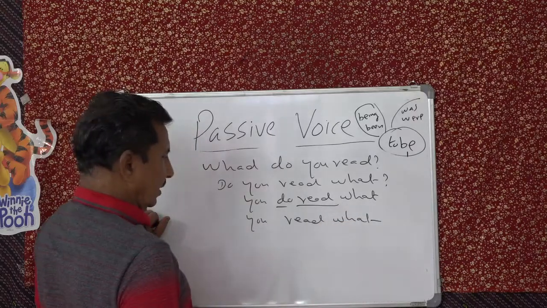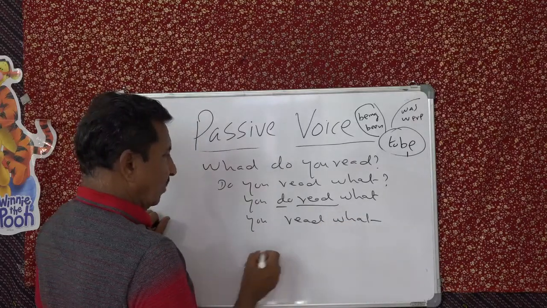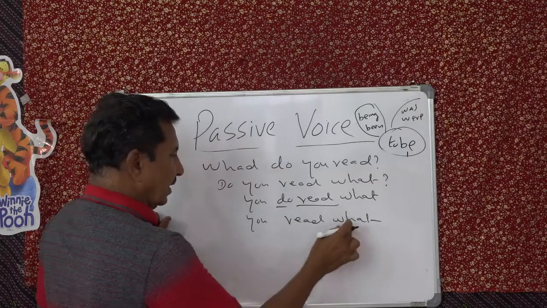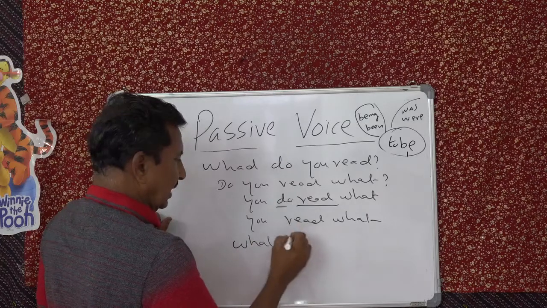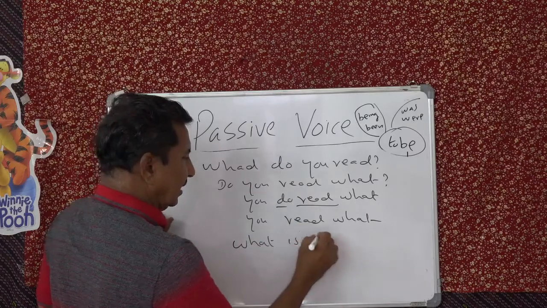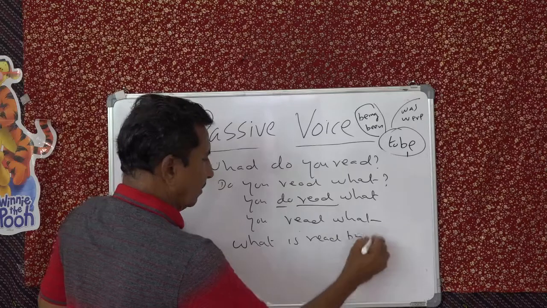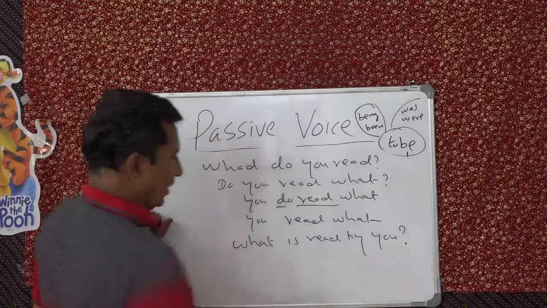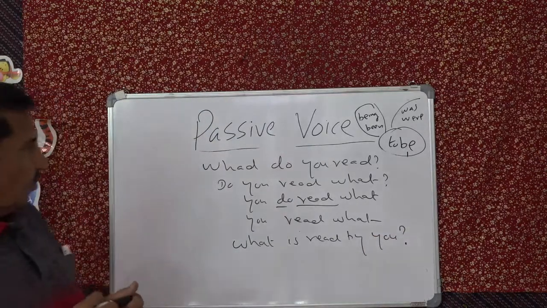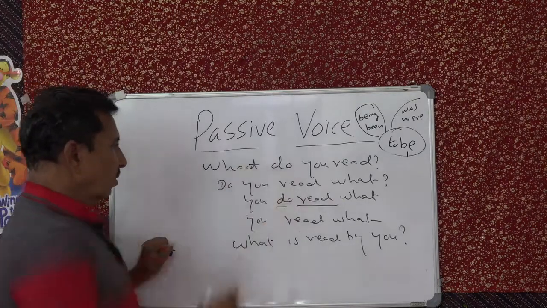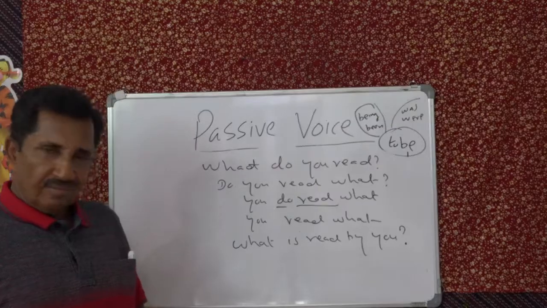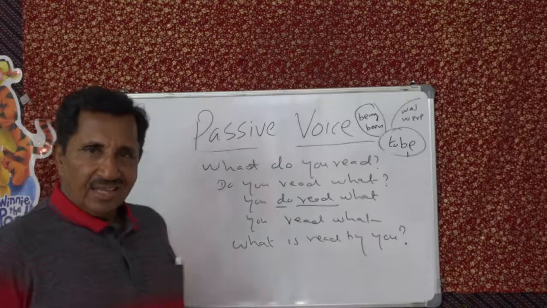Okay. Then the passive is subject and possession. So what is read by you? That's all. What do you read? What is read by you? Did you get it? Yes?